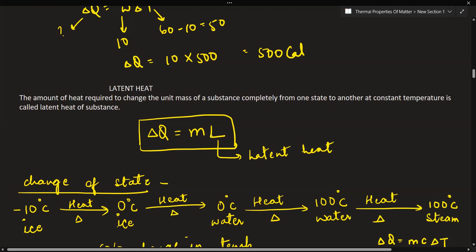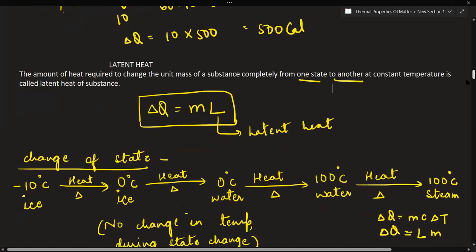So the amount of heat required to change the unit mass of a substance completely from one state to another state, with the temperature constant, as we have seen in this example. Temperature is not changing, state is changing. That amount of heat is known as the latent heat of that substance.